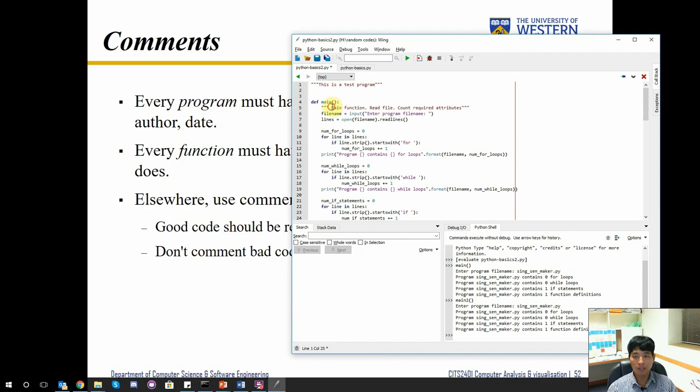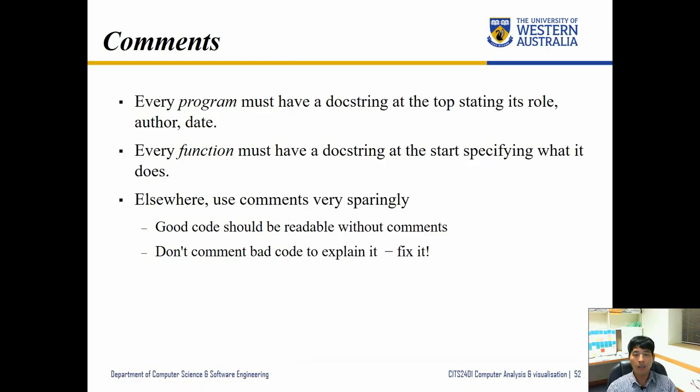So in this function, I already have it. In here, this is a function doc string. Main function, read file, count required attributes. Right? So this describes what this particular function is doing. Okay? And anywhere else, use comments as necessary, because sometimes you write some complex code, you want to comment and explain how they work. So when later some other people see your code, they can also understand it.